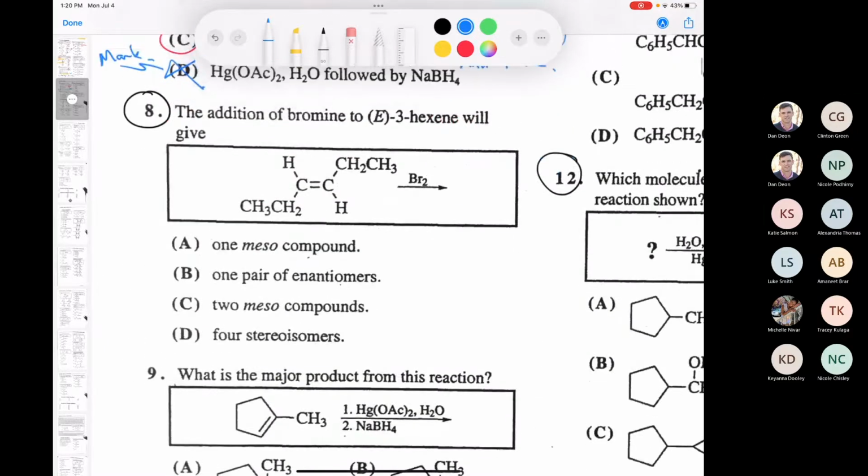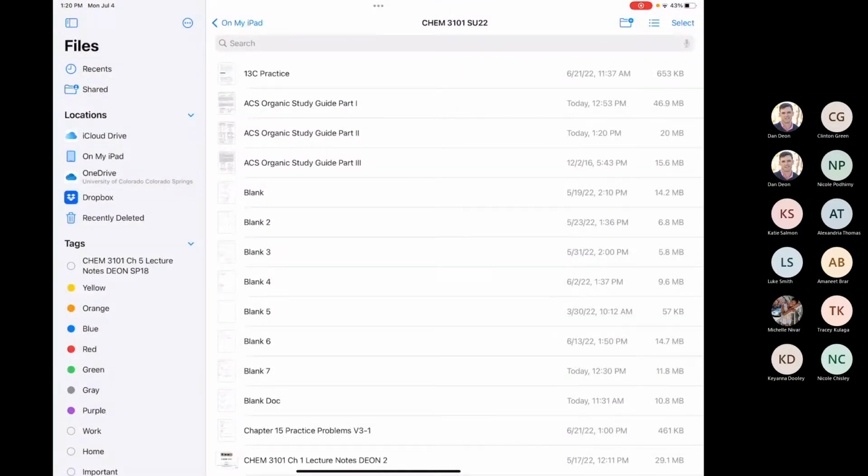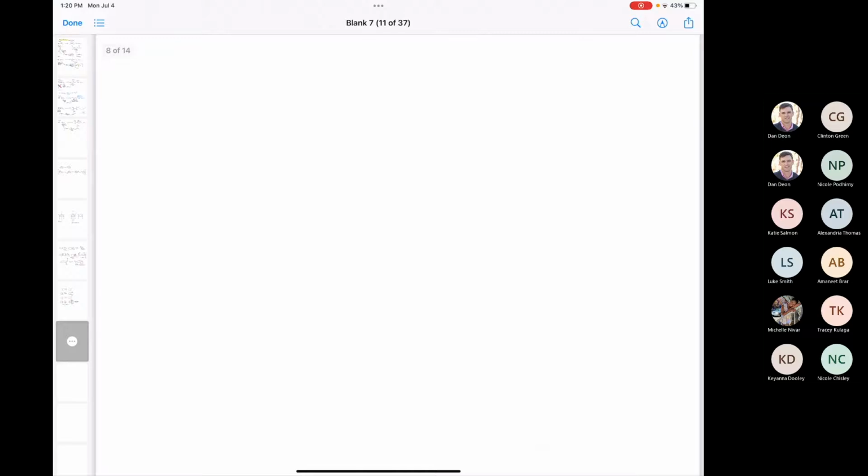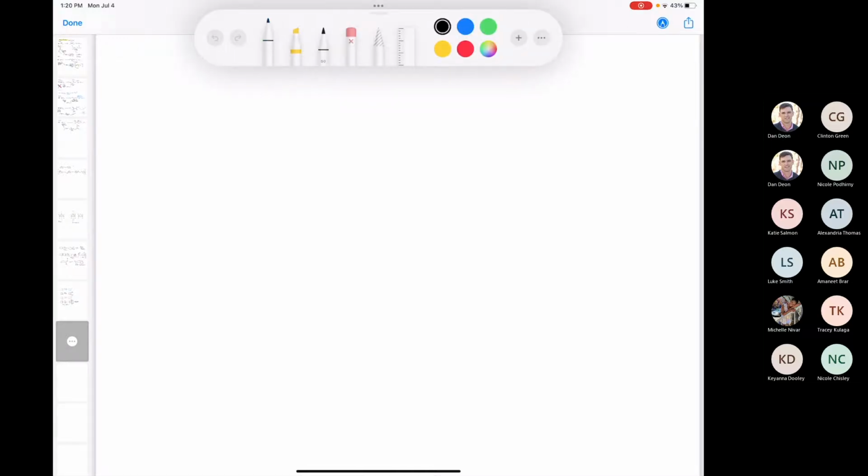Okay. It says here the addition of bromine to E3-hexene will give you what? I think it might be wise to take a look at this problem in detail. So we've got E3-hexene, and we're doing the bromination of it. So it's this compound. And then we're doing the bromination of it. So bromine and bromine like that. I guess I should put my lone pairs in here.